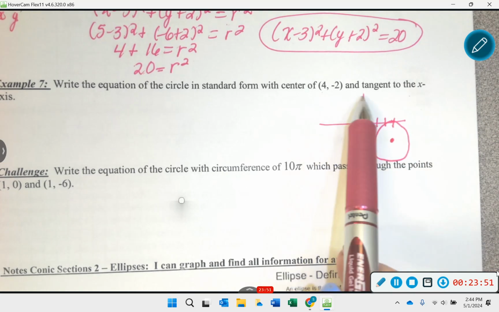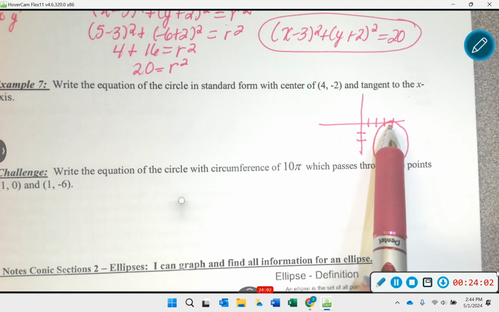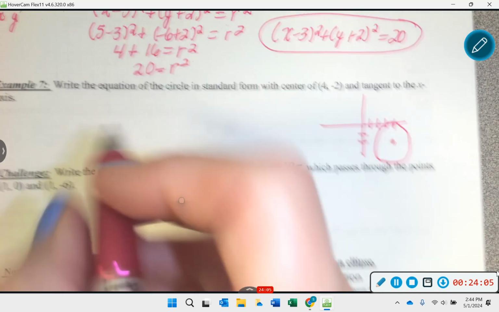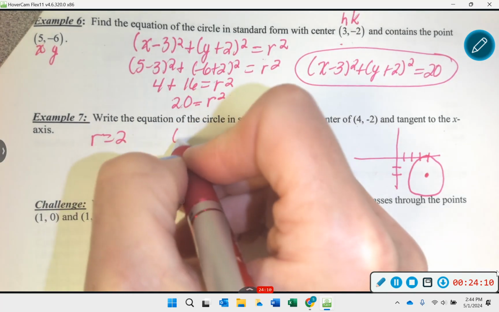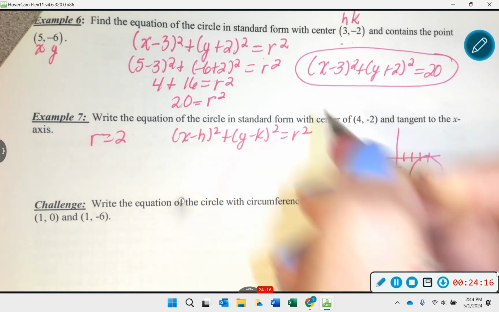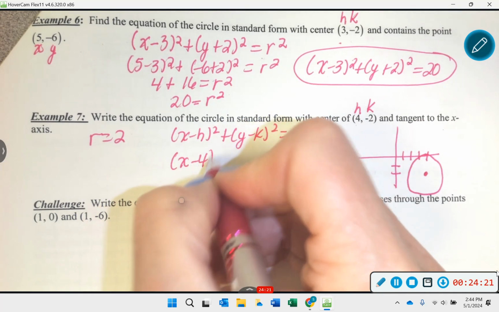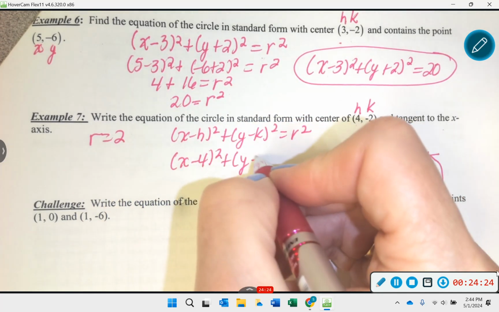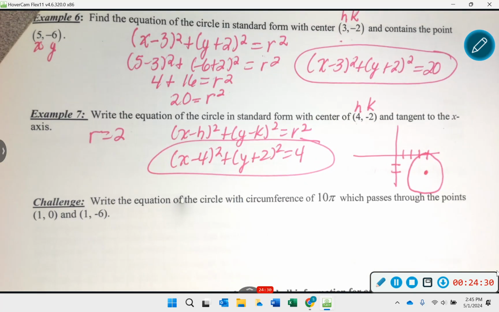How is that a helpful piece of information, knowing that it's tangent right there at the x-axis, Alex? It's telling us the radius, isn't it? Because how far is it from this point to that x-axis? 2. So we know the radius has to be 2. And now we're good to go into our formula. Just writing that formula one more time. You don't have to write it over and over if you've got it down. And I just plug in my h and my k. And there we go. Okay?